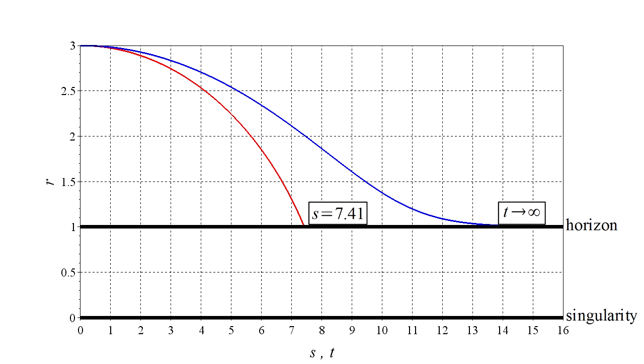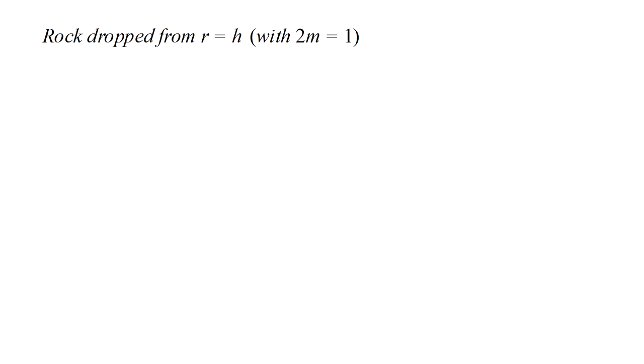The rock's equations of motion fail at the horizon, but there doesn't seem to be anything particularly notable about its motion there, according to an observer falling with it. Let's look at the details. To simplify the expressions, we'll assume the black hole mass is 1/2, so that the horizon radius 2m is 1. And we'll assume that the rock has dropped from r equals h.